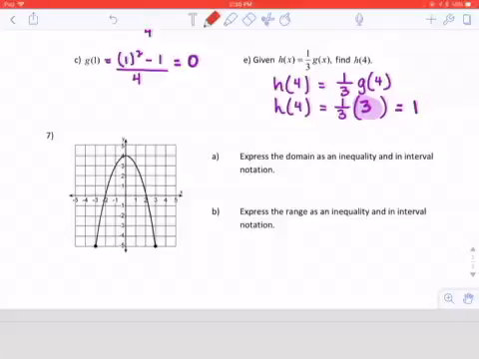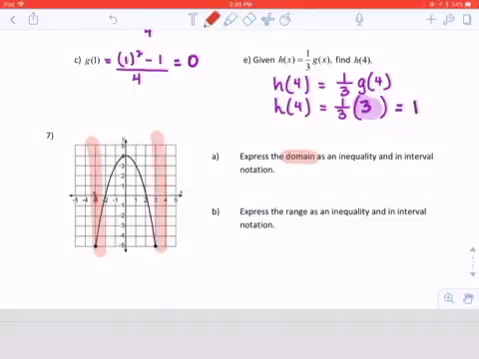Okay, I'm back with number 7. Domain and range. I love domain and range. Express the domain as an inequality and an interval notation. You have to always, when you see the word domain, you think X, you think input, you think independent variable. And you also think left to right. So, the furthest left to the furthest right for your X values.